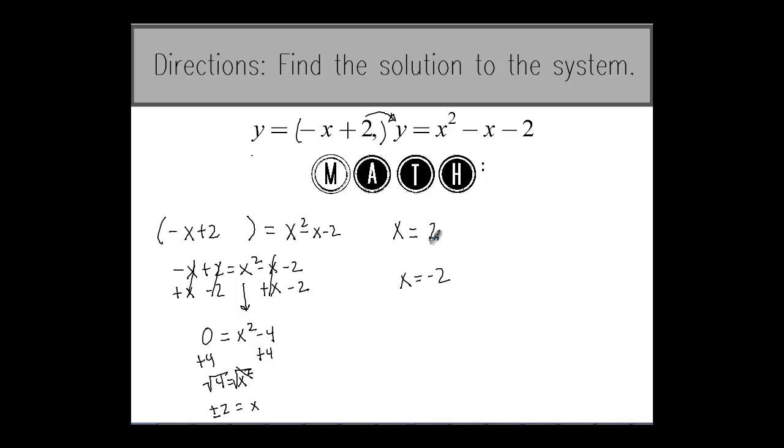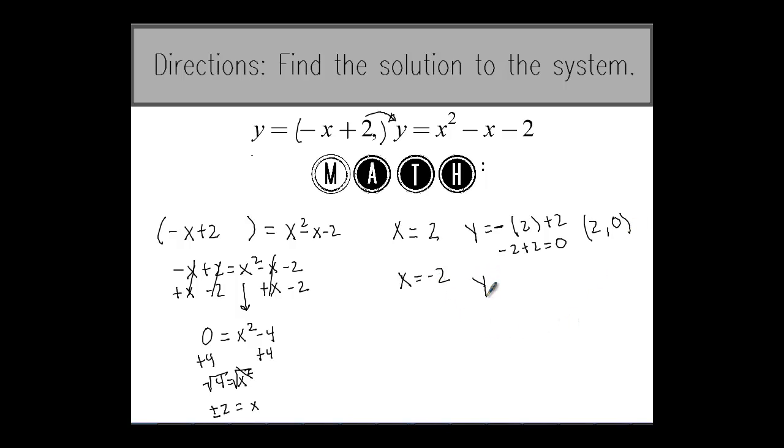Since I have two x values, when I go to find my y values, I have to plug in both of them to one of the equations to solve for y. Since this equation looks easier to solve, I'm going to plug into this equation. So my y value when x is 2 is going to be y equals negative, the negative stays on the outside, I plug 2 in parentheses, plus 2. Distribute the negative, so negative 2 plus 2, so the y value for this one is 0. That means the coordinate point for this is 2, 0.